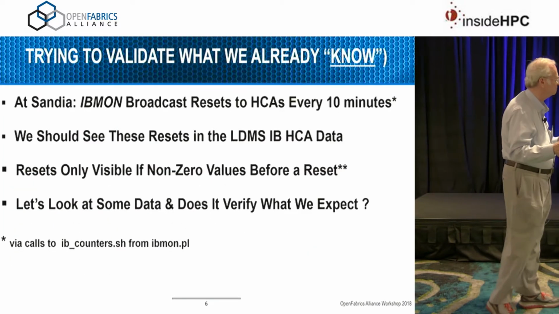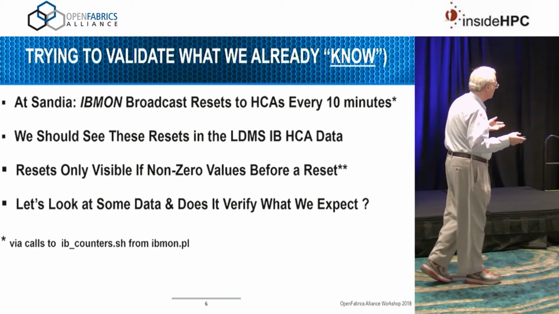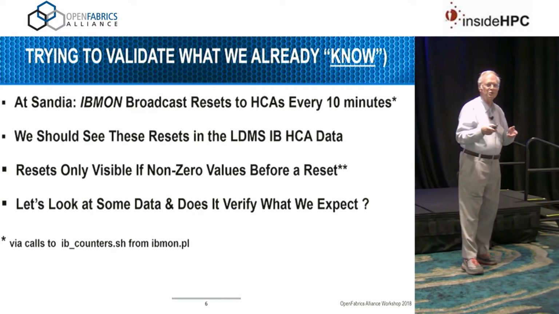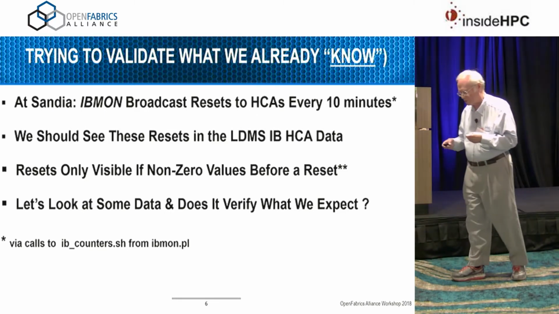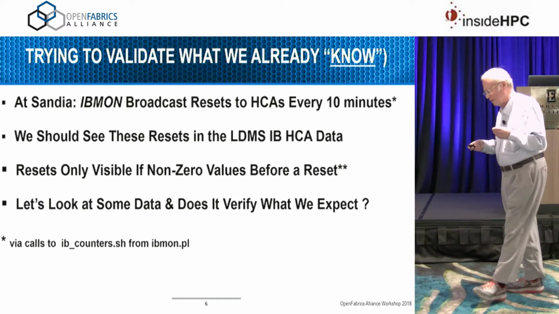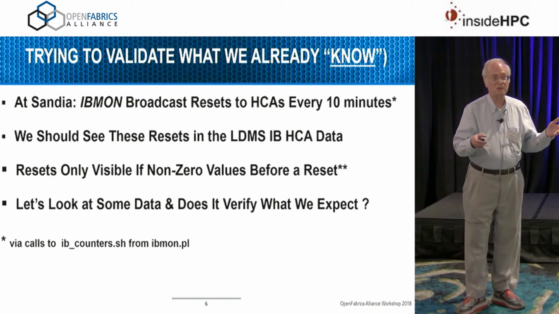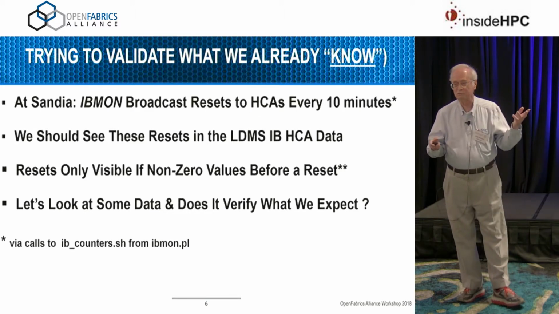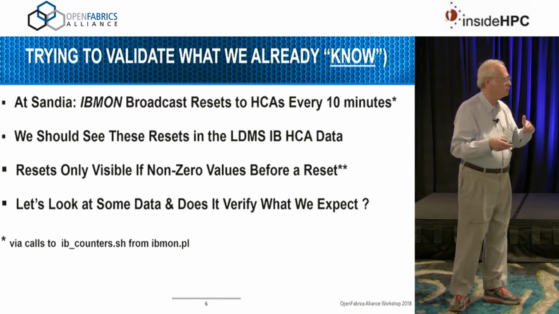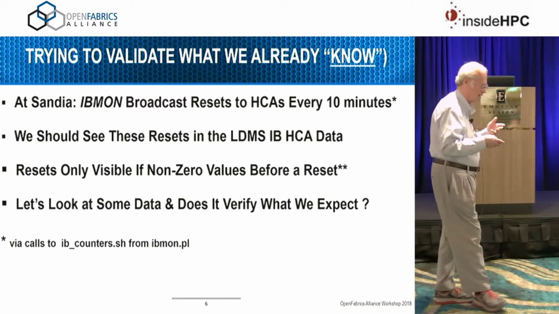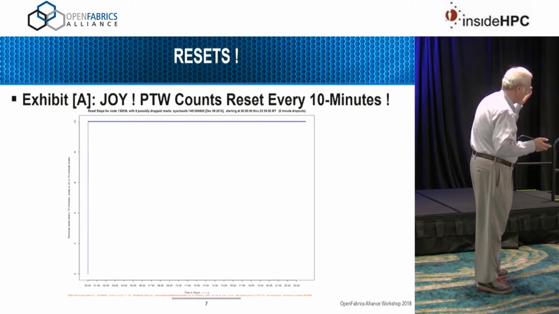Now, skimming ahead, whoops. So we pick on our friends Jesse and Susan with IB counters, a shell script that every 10 minutes goes out and basically does read resets on the 12 data items that it collects. So we know that there's a rhythm that's occurring. We should see resets every 10 minutes. And behold, we do.